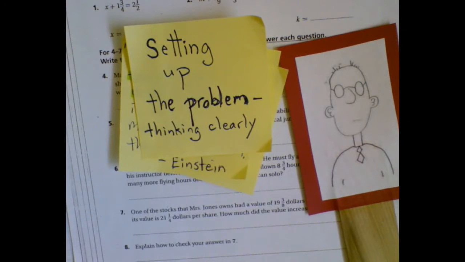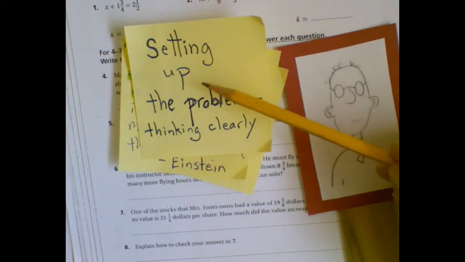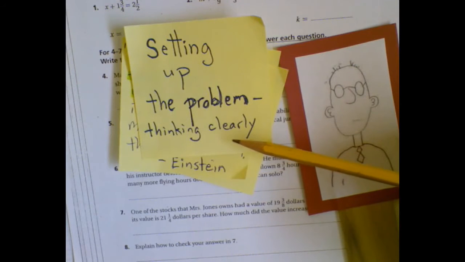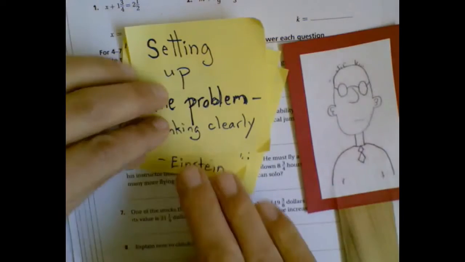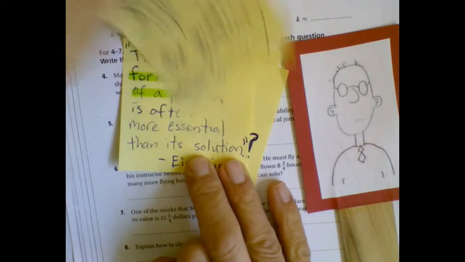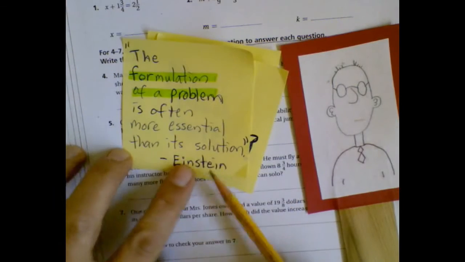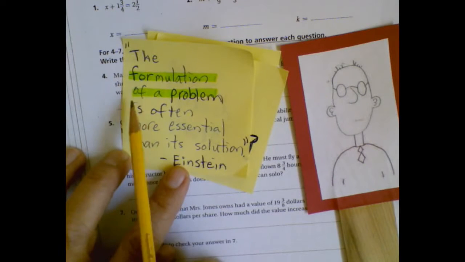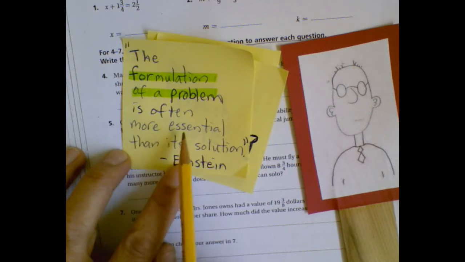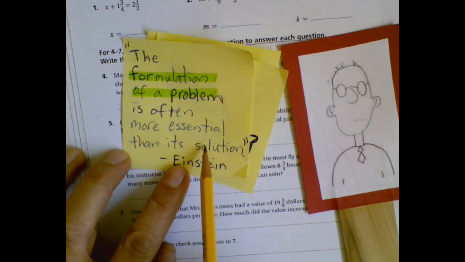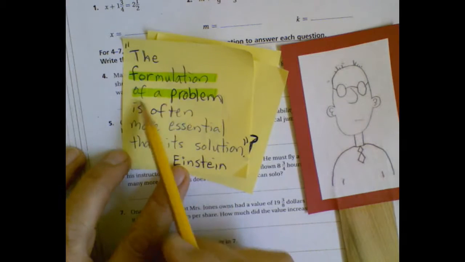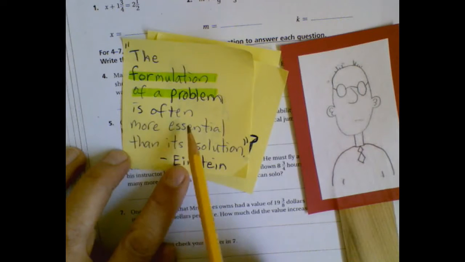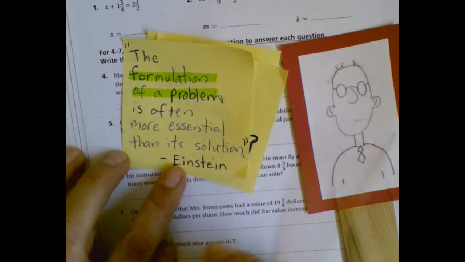Once again, we're back. This time, the focus of the video is setting up the problem, which is really all about thinking clearly. And it's good to keep in mind a quote from someone we all know, Albert Einstein. I think we can all agree he was pretty sharp. He says that the formulation of a problem is often more essential than its solution. That is, setting up a problem is often more important than finding its solution.